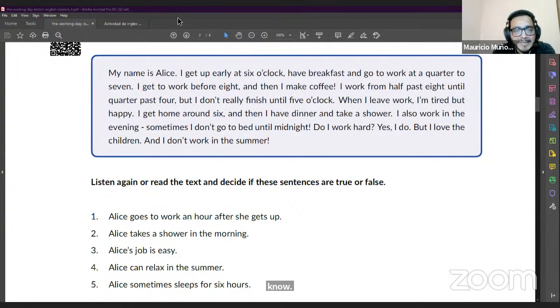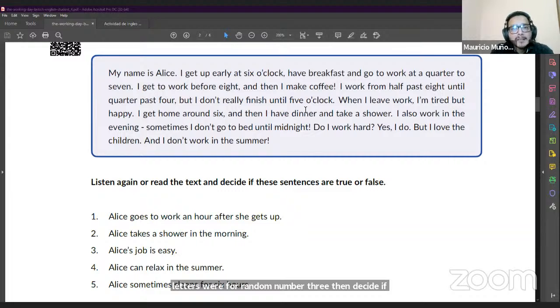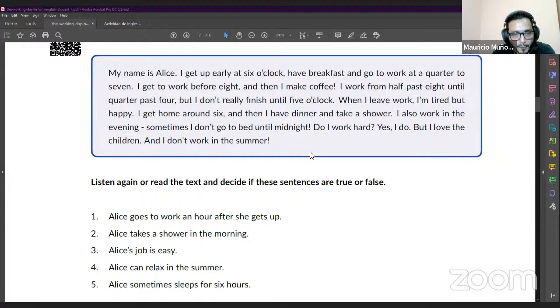Okay, Miss Ellie, thank you. Read the number 3 for me. Lea la 3, por favor. Read the number 3, then decide if the statement is true or false. Ali helps is easy and is old. Okay, it's false. Yes, that's correct.